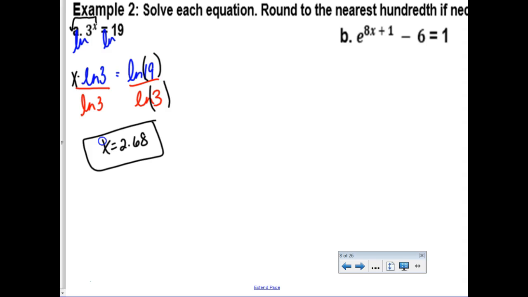All right, for part B, I don't care who you are, you're going to use natural logarithm because it's base e. But we're not ready to use logarithm yet because you need to isolate your base. So the first thing they did was they added the 6 over. So it equals 7. And again, e's not going to have a common base with anything with a 7. So you're going to apply the natural log this time. And you're going to see some cancellation between the natural log and base e. So the 8x plus 1 no longer has a base holding it up. It's just going to drop down. And then whatever the natural log of 7 is.